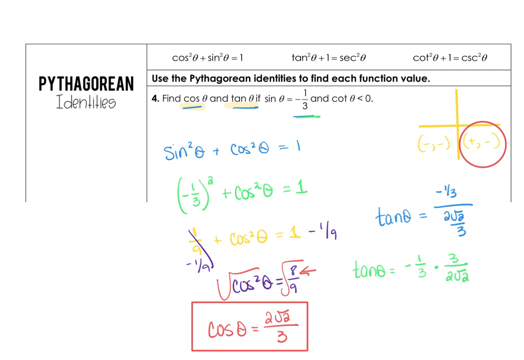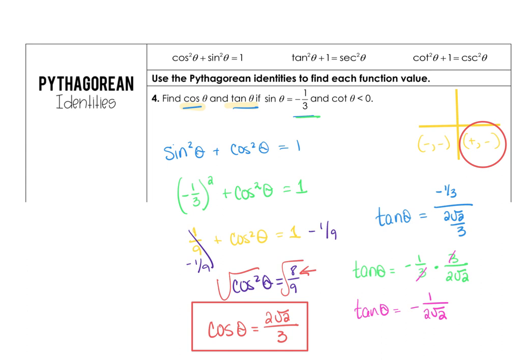When I am multiplying fractions, how can I reduce? I can reduce any top to any bottom. So what reduces here? 3. The 3's reduce. So I can cancel those out. I get a tangent value of negative 1 times 1 is 1 on top. 1 times 2 square root of 2 on bottom. What am I going to do here?